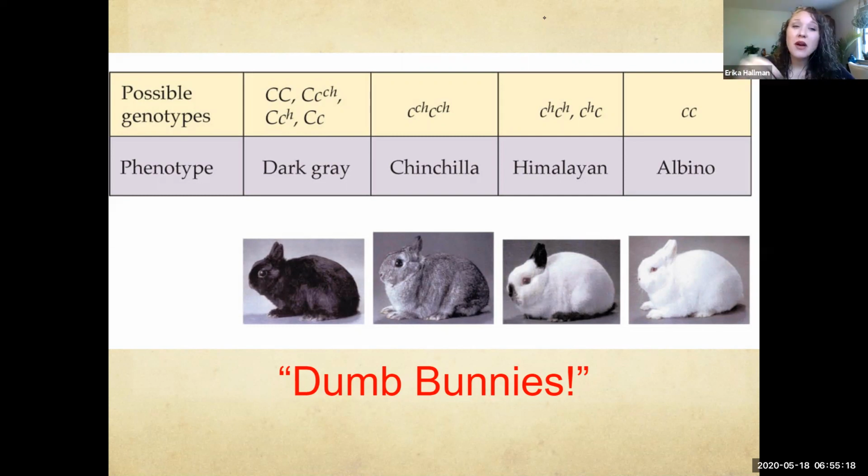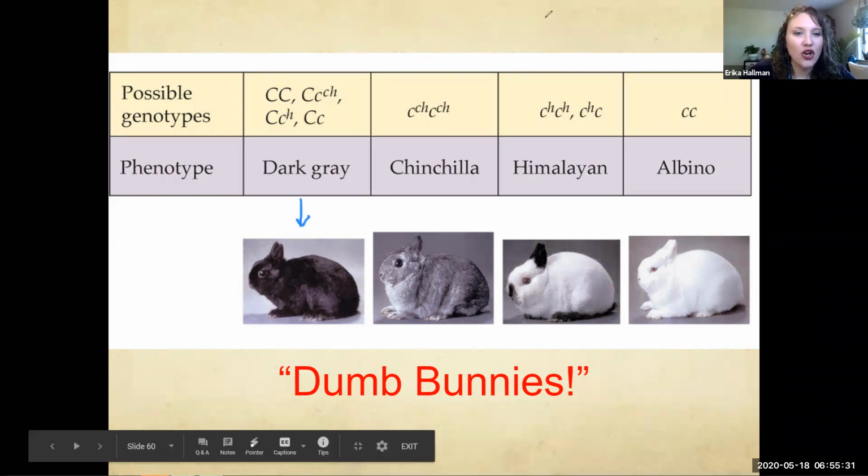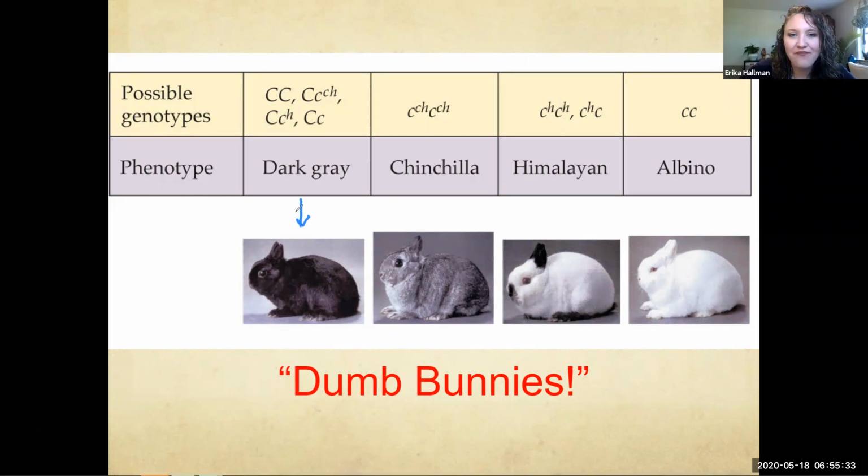Anyway, so these bunnies have different coat colorations. You can see that there are four main different coat colorations. All right, the first coat coloration is called a dark gray. A dark gray means that they're going to have this dark kind of blackish brown coloration.